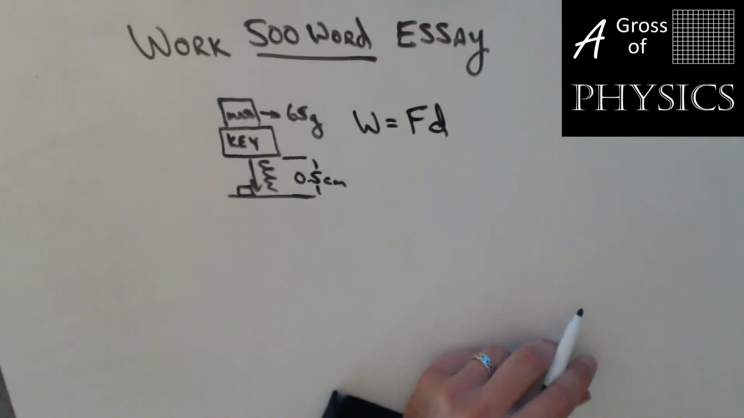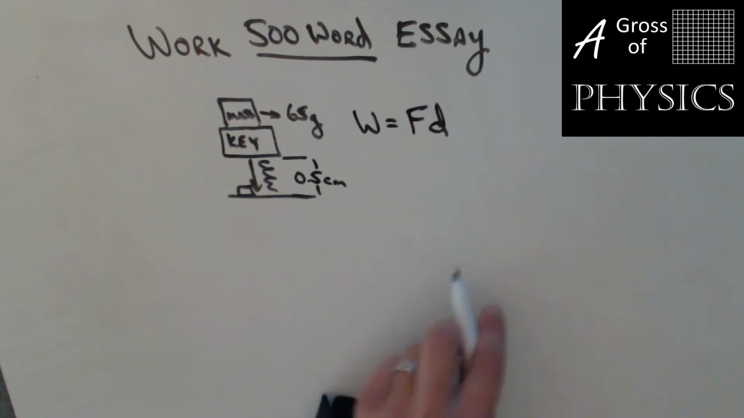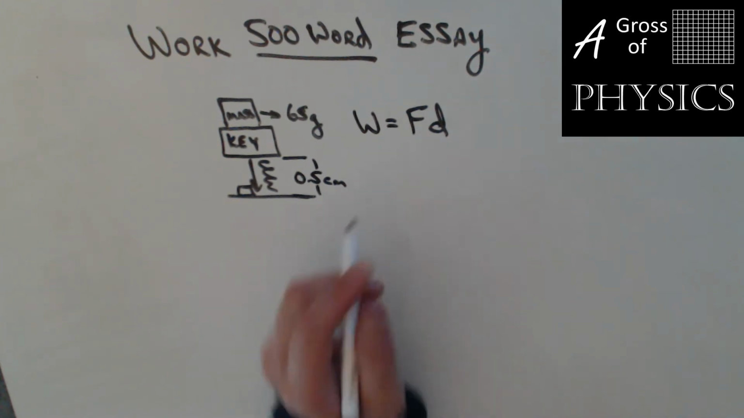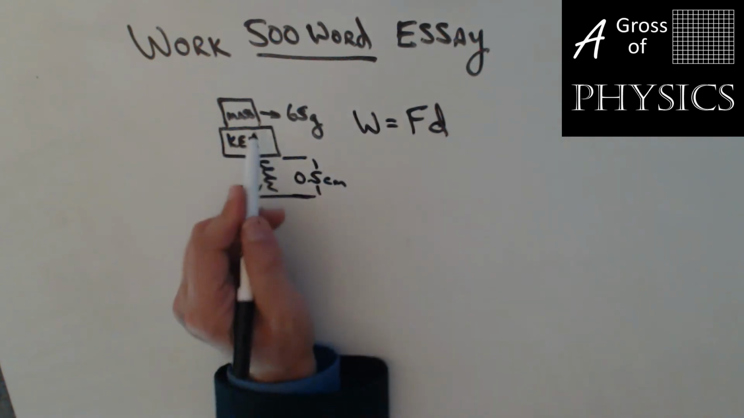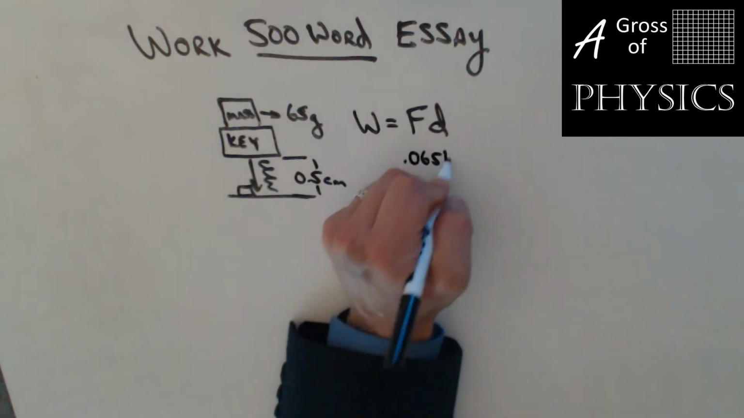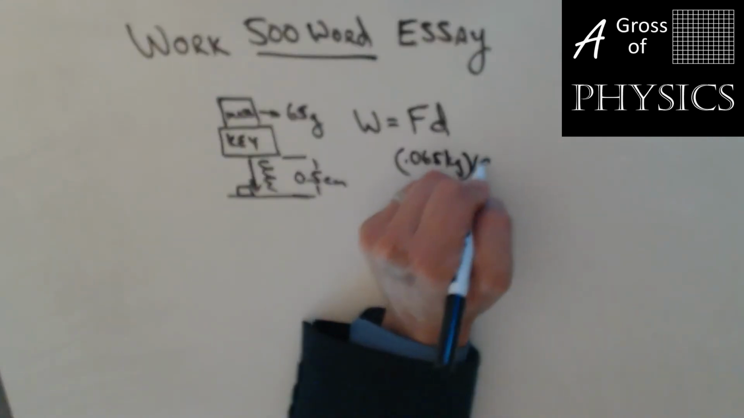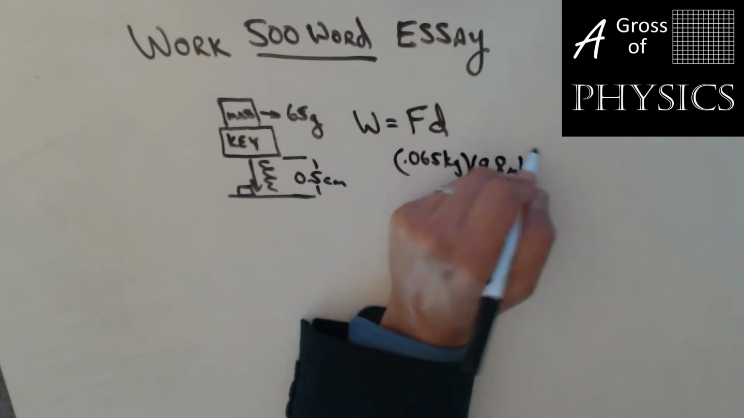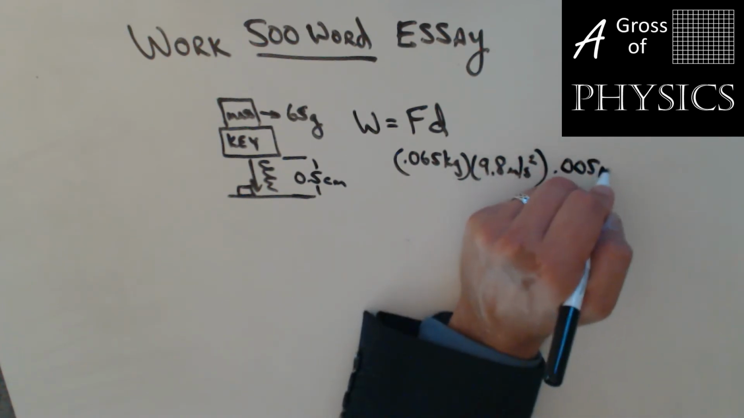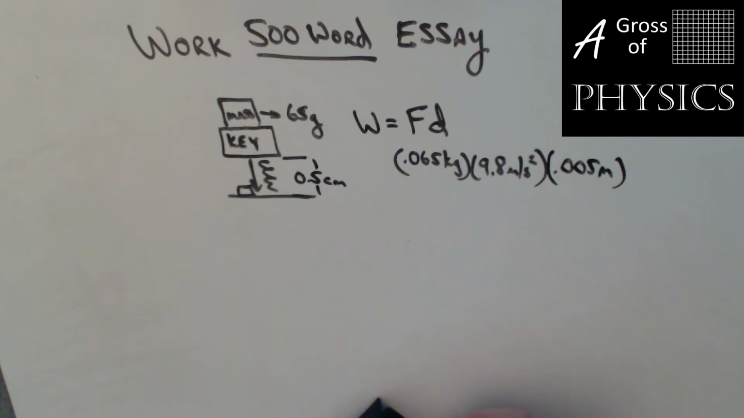Now, of course, you can apply a larger force. Some people are very heavy with the keyboard, so they push down hard on the keys. Some keyboards require more force. But in this case, with the keyboard that I used, the force would be the same as gravity pulling down, so 0.065 kilograms times 9.8 meters per second squared, and the distance is 0.005 meters.